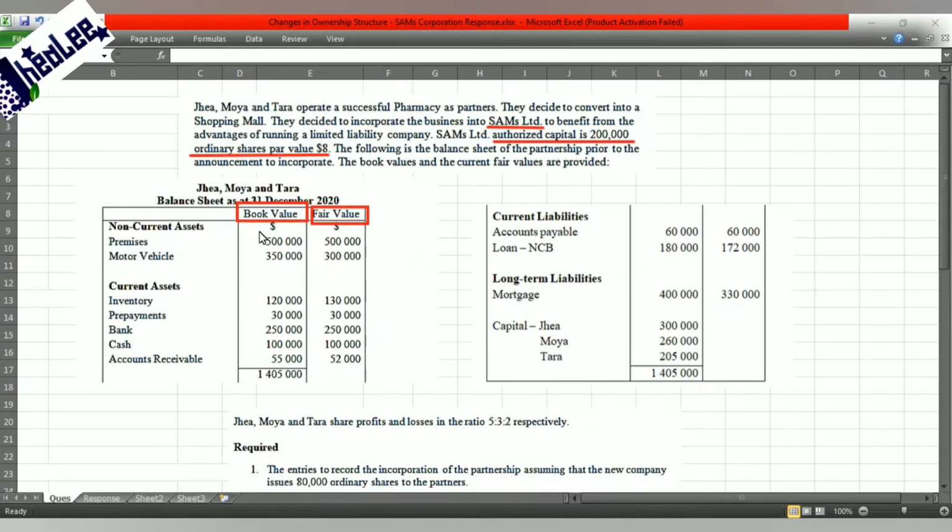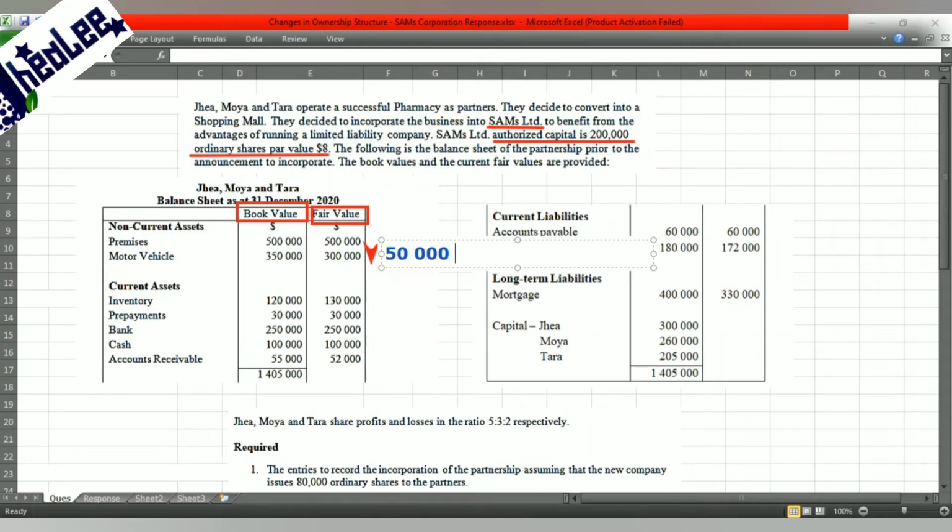So here we go. You have to compare the book value and the fair value, as I said. Some items may change, some may not. Premises, book value 500, fair value same, 500. Motor vehicle, book value was 350. Now we're seeing that there is a reduction, so it stands at 300,000. The value it decreases by is the difference between 350 and 300,000, which gives us 50,000. Because this item is an asset and there is a reduction, we are going to credit.